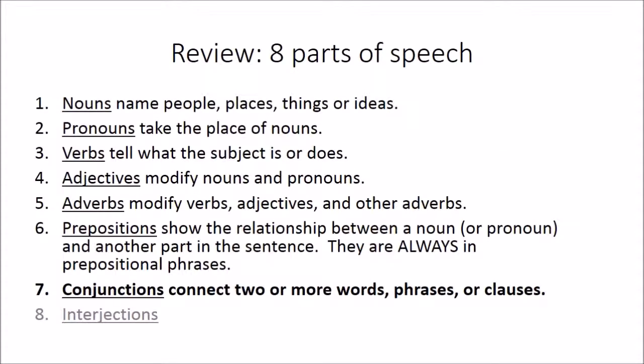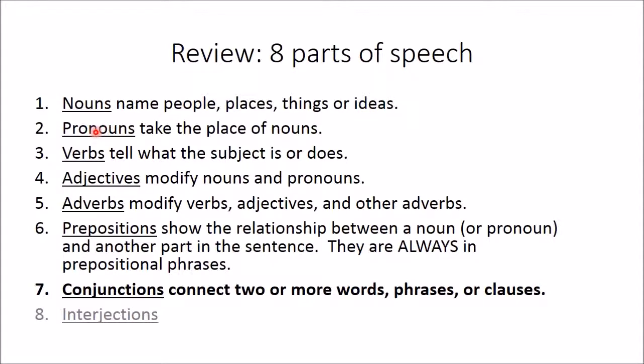Just to review really quickly, we've been working with conjunctions, and conjunctions are one of the 8 parts of speech. From the beginning, we have nouns. Nouns are words that name people, places, things, or ideas. We know about 3 noun jobs now. We know nouns can be subjects, nouns can be direct objects, and nouns can be the object of a preposition.